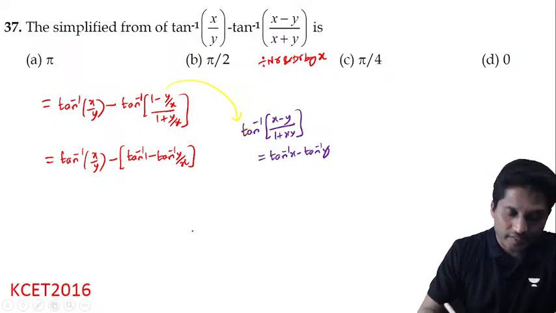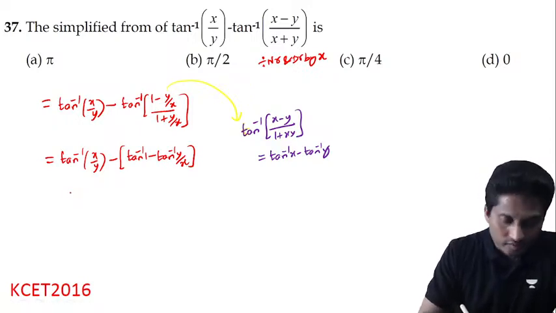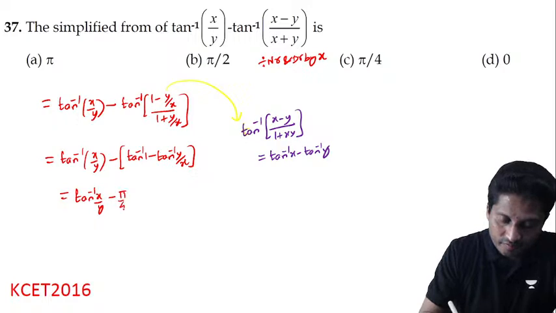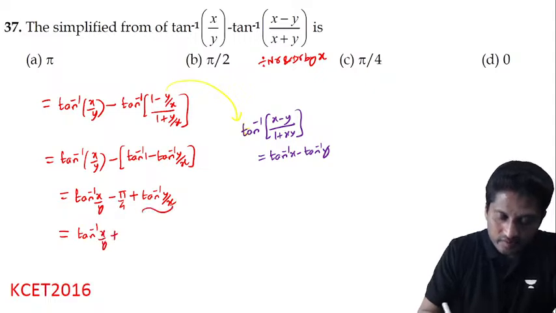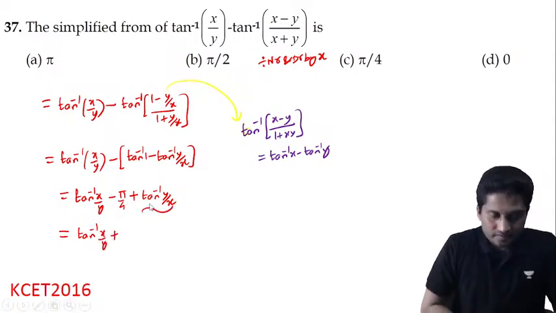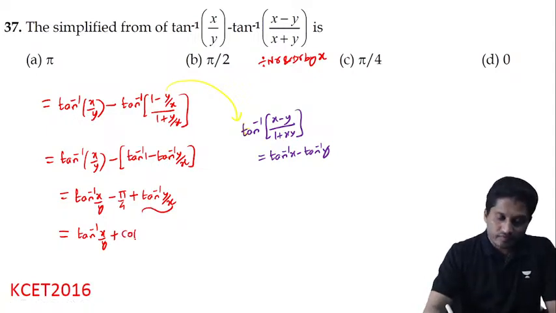Okay, now if you open the bracket, it should be equal to tan inverse of y by y. If you open the bracket, tan inverse of 1 is pi by 4, minus and minus is plus, tan inverse of x by y. Alright, now this is tan inverse of x by y plus tan inverse of y by x, which can be written as cot inverse of x by y minus pi by 4. Right, now tan inverse plus cot inverse is pi by 2, right?